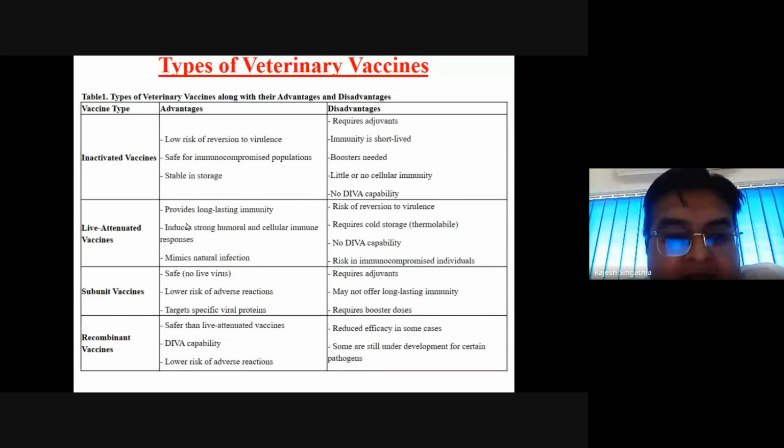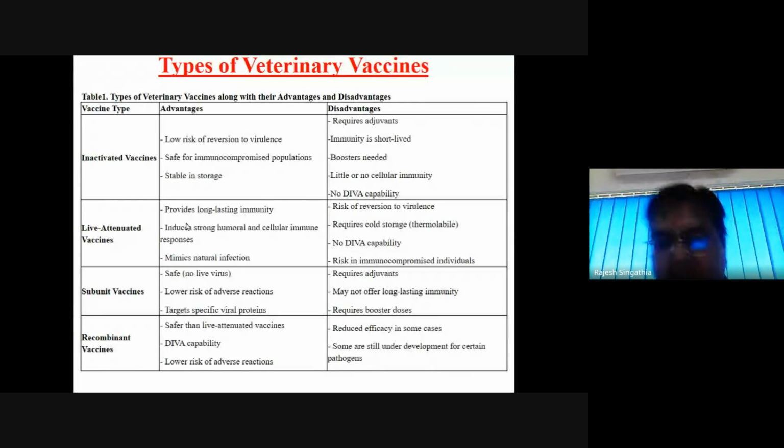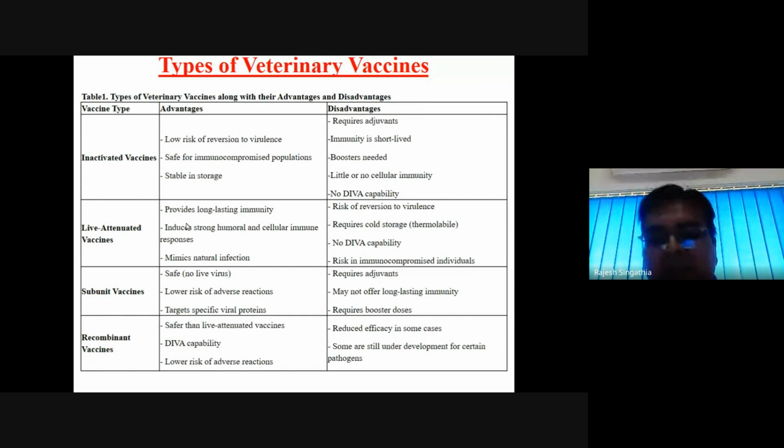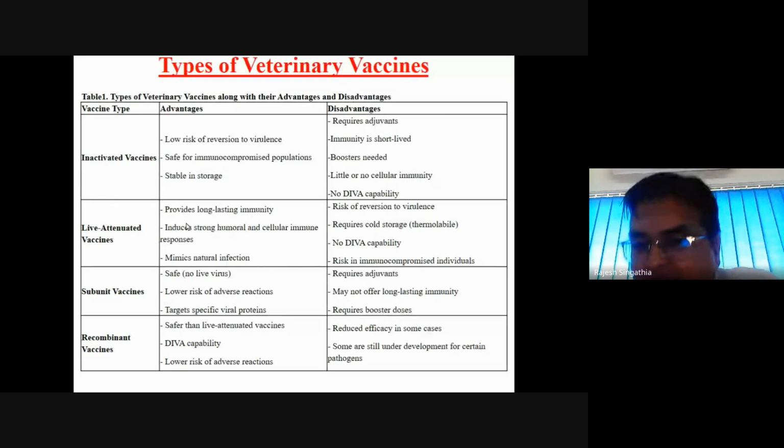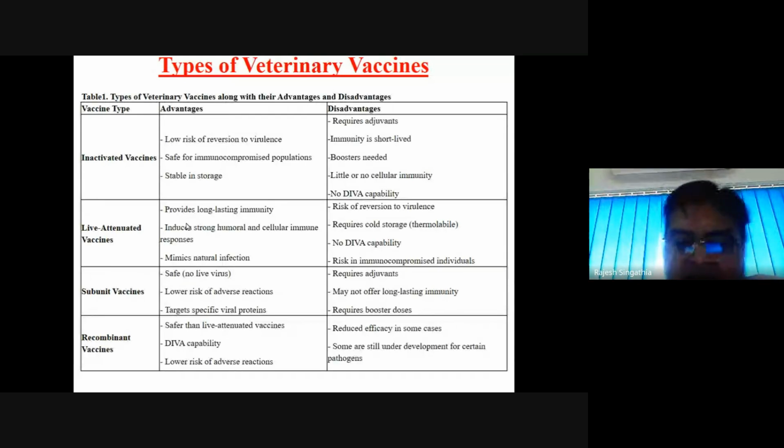And then the fourth one is the recombinant vaccine. They are safer than the live attenuated vaccine. They can differentiate between vaccinated and infected animals, and there is low risk of adverse reaction. But again, the disadvantage is reduced efficacy in some cases. And we already discussed that the vaccine should be efficacious. What do we mean by efficacy? Efficacy of a vaccine is the quality that confers solid protection to the host against any challenge, experimental or natural, by the pathogen. So there is reduced efficacy in some cases.